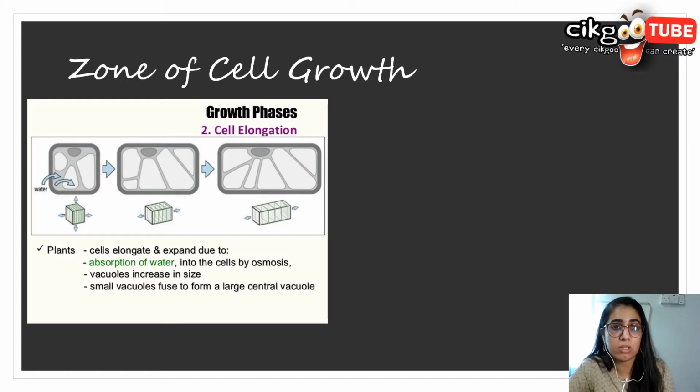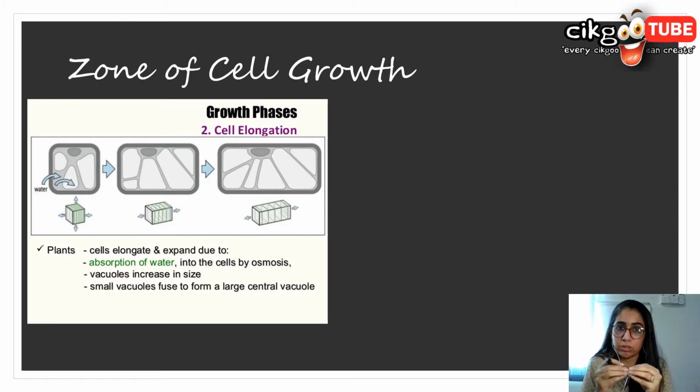So this causes several small vacuoles to enlarge, and then finally they fuse together to form one large vacuole. So from small vacuoles to one large vacuole, and the hydrostatic pressure that acts on the cell wall will cause the cell to enlarge until the maximum size is achieved. And at the elongation phase, the growth rate is usually the fastest.